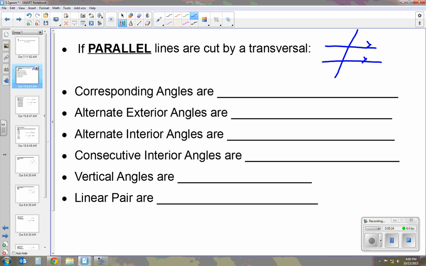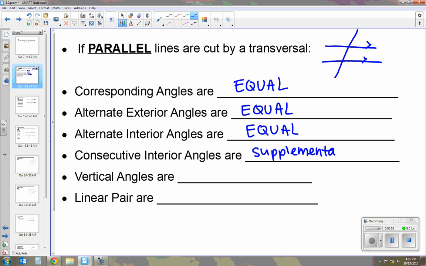Okay? And when we have two parallel lines that are cut by a transversal, we get our angle pairs, and they take on certain properties. So our corresponding angles are going to be equal. Our alternate exterior angles are going to be equal. Our alternate interior angles are going to be equal. Our consecutive interior angles are going to be supplementary, meaning they add up to 180.